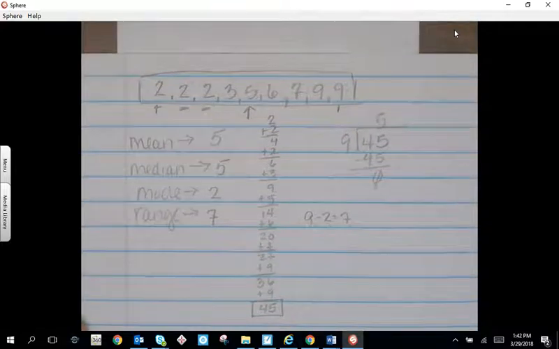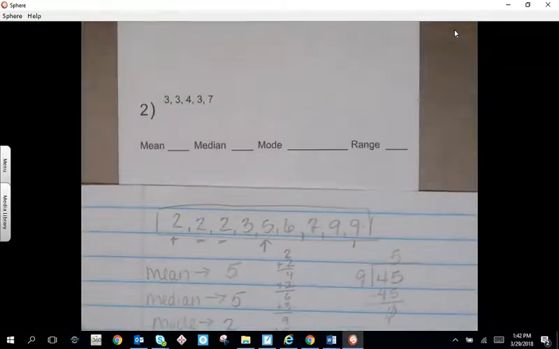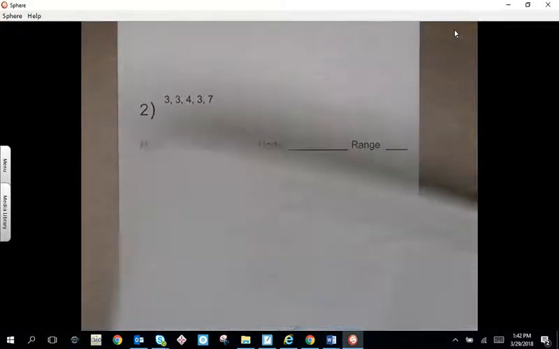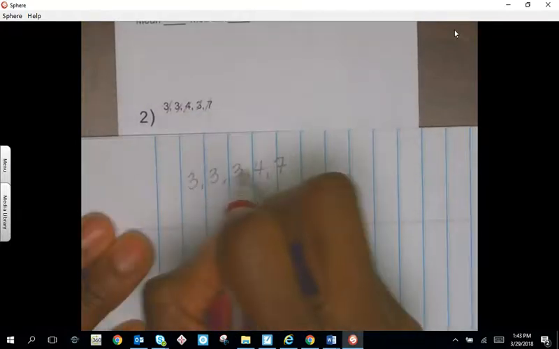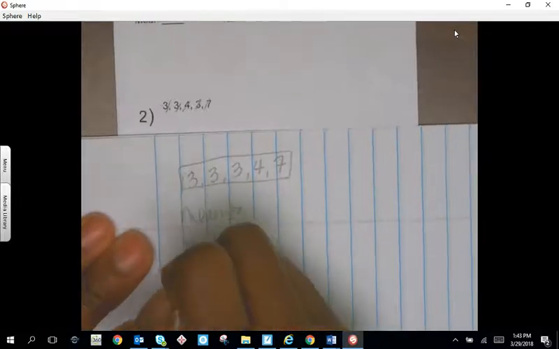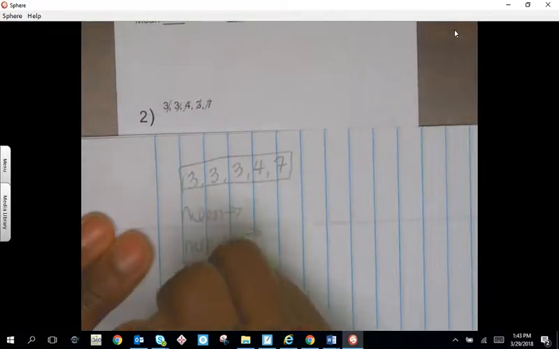Okay, so let's take a look at number 2. I'm going to turn the paper, okay? So number 2, let me do my data set again in order from least to greatest every single time. That's where I start. So I have 3 threes, 3, 3, 3, a 4, and a 7. 1, 2, 3, 4, 5. There's my data set. Mean, median, mode, and range.